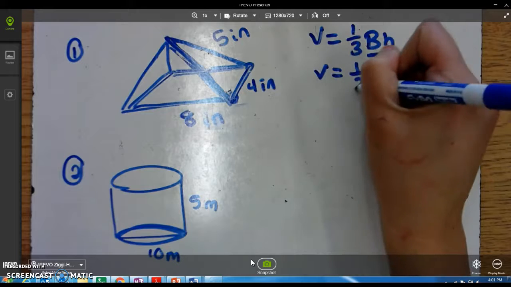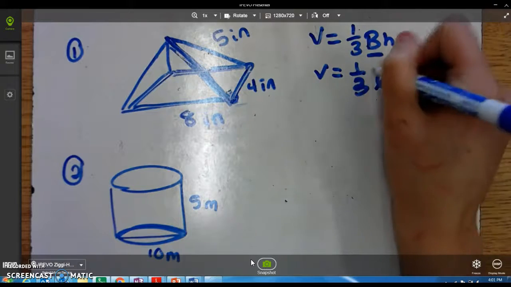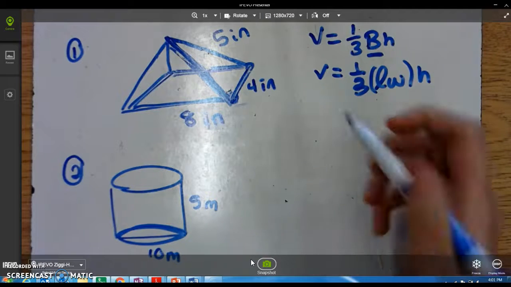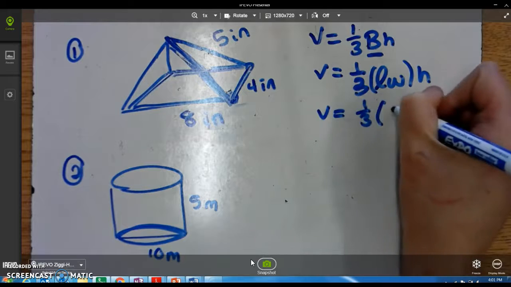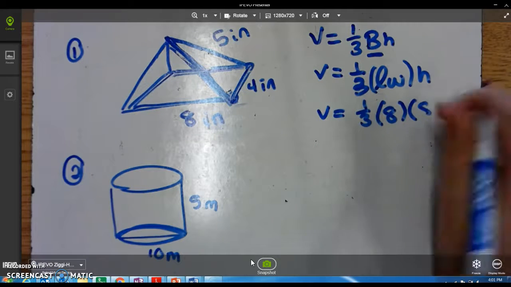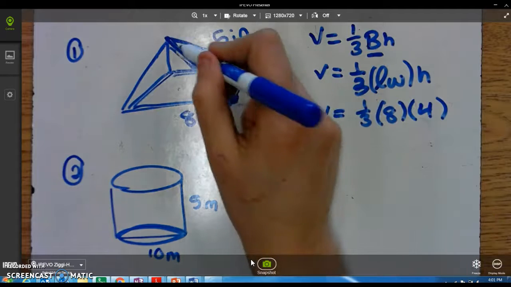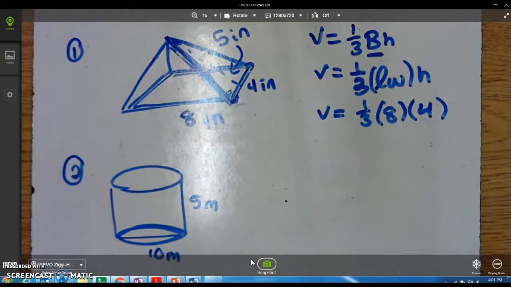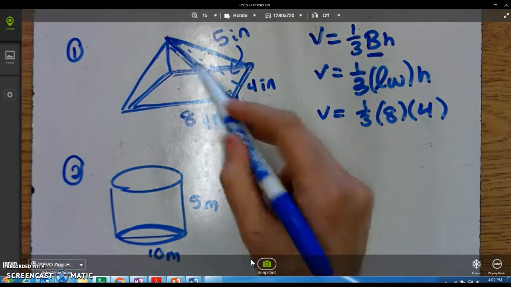So we're going to change this to the rectangle formula. And we're going to multiply that by height. And then I start plugging in. Volume equals 1/3, 8 times 4. And I have not gotten the height of the shape yet because this is the slant height.